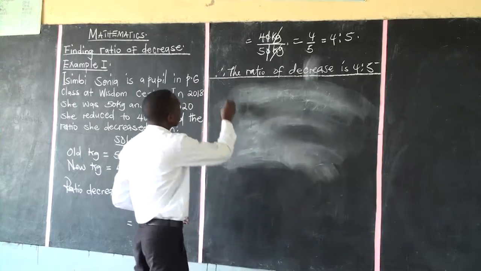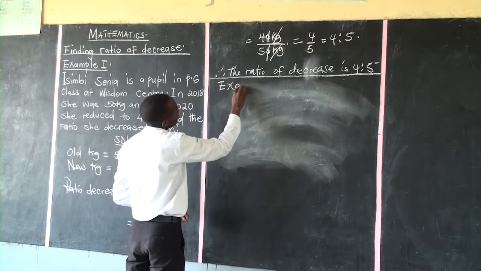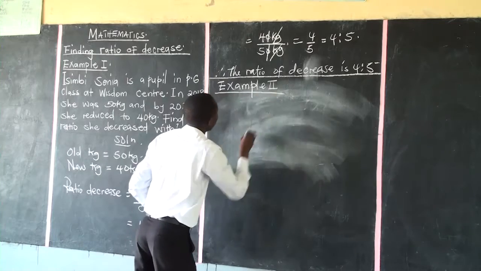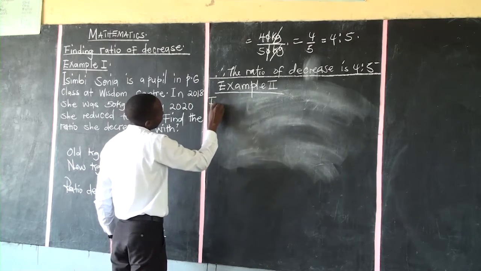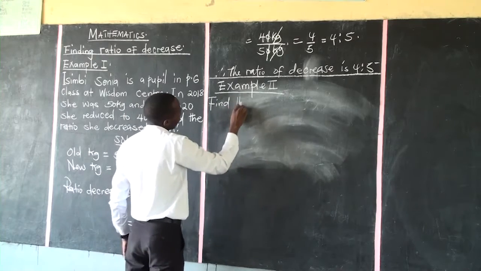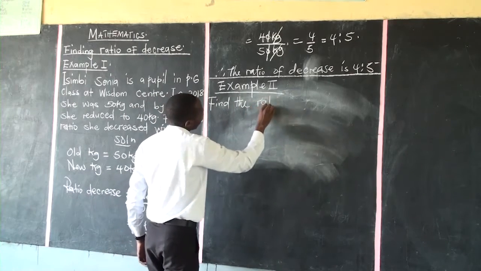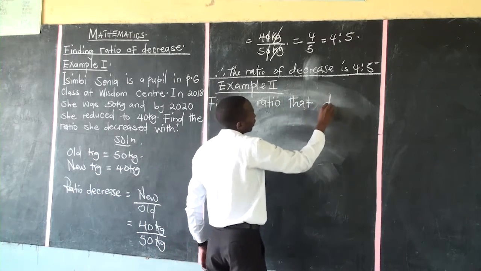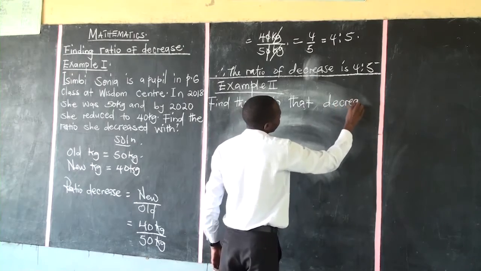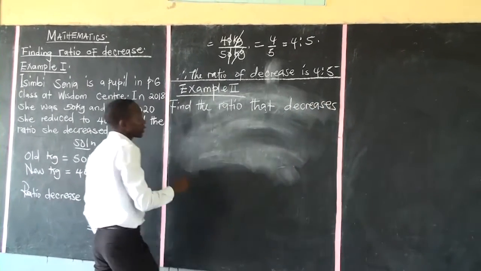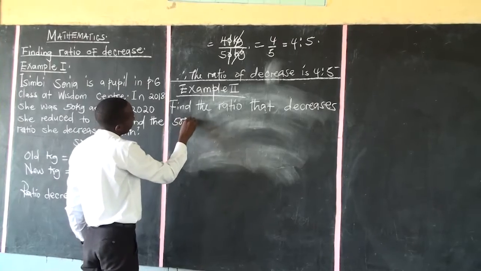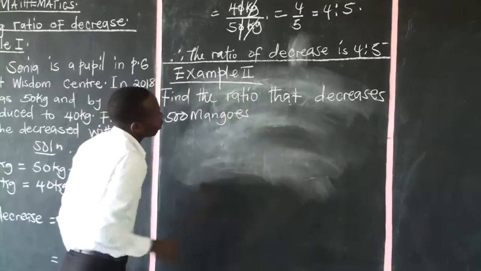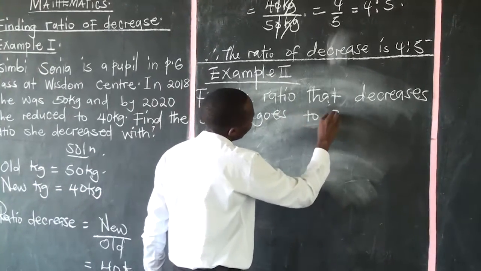Let's go to example 2. That's not the issue for today. Example 2 says, find the ratio that decreases 500 mangoes to 300 mangoes.